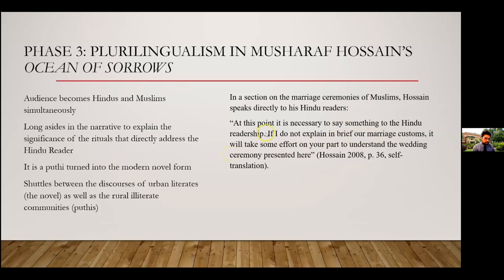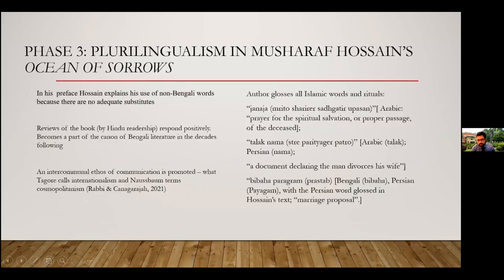And Hossain recognizes that, and recognizes that there has to be an intercultural communication to recodify or re-articulate an imagined community of Bengalis. So to do this, as colonial subjects, what he does is always talk to Hindus, who are the literate community and the audience for this.